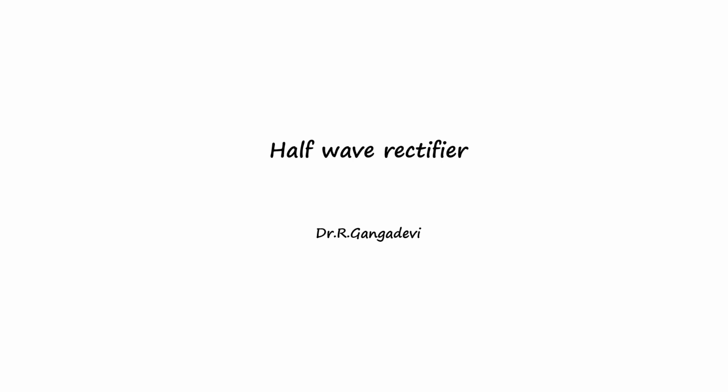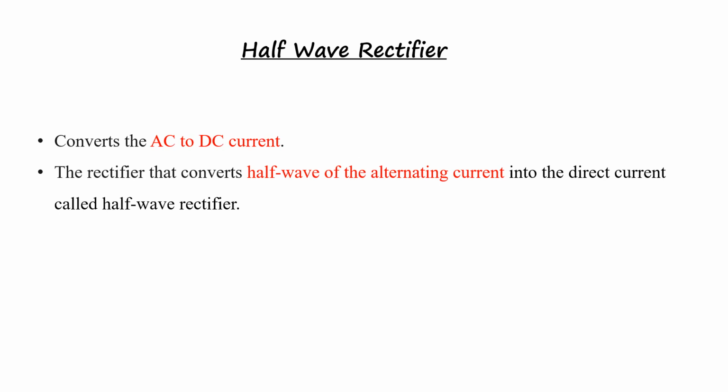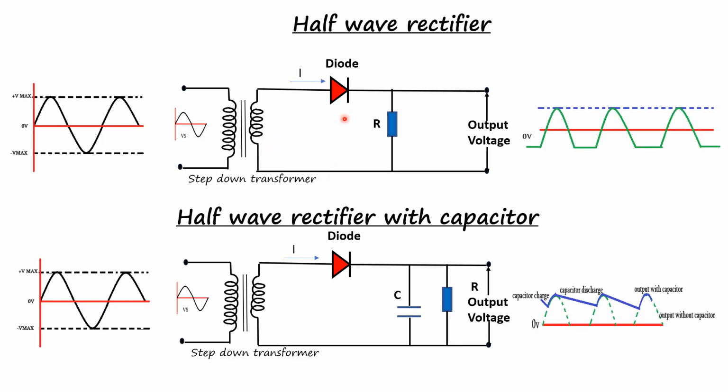Hi everyone, in this video we will see the operation of a half-wave rectifier. A half-wave rectifier converts or transforms an alternating current into a direct current. This rectifier allows only one half cycle of the AC voltage waveform to pass while blocking the other half cycle. The circuit consists of three main components: a diode, a step-down transformer, and a resistive load.